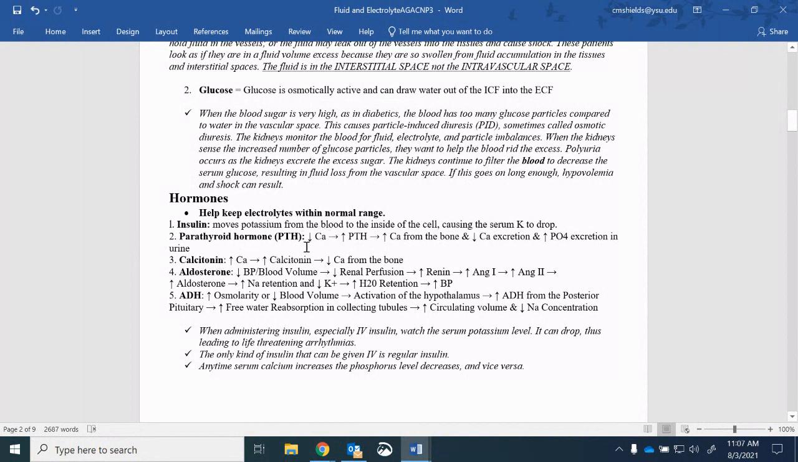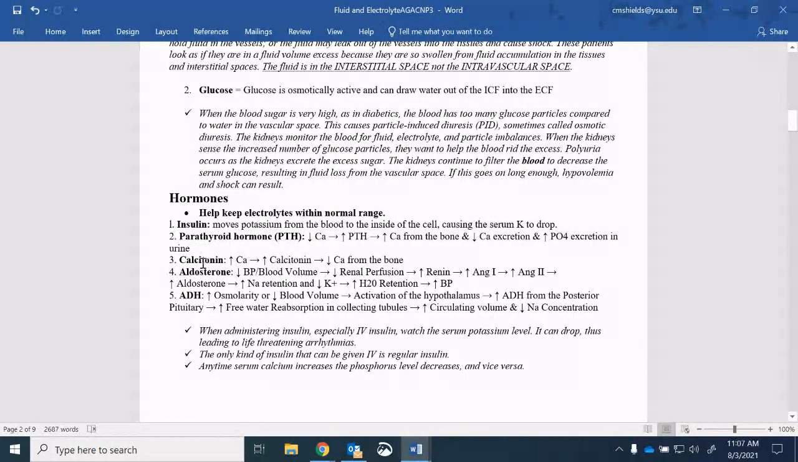When there is hypocalcemia, the parathyroid recognizes it and secretes parathyroid hormone. And when we have an increased parathyroid hormone, it increases calcium from the bone. So it tells the bone, get rid of some of the calcium and put it in the blood. It decreases the calcium excretion in the kidneys, tells the kidneys, stop peeing off calcium. And it increases the phosphorus excretion in the urine, because as phosphorus goes up, calcium goes down. So know what the parathyroid gland and parathyroid hormone do.